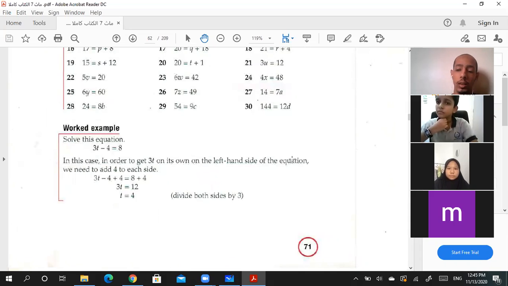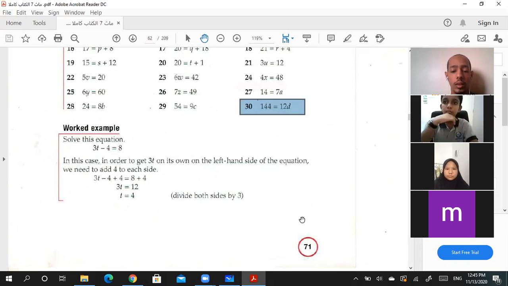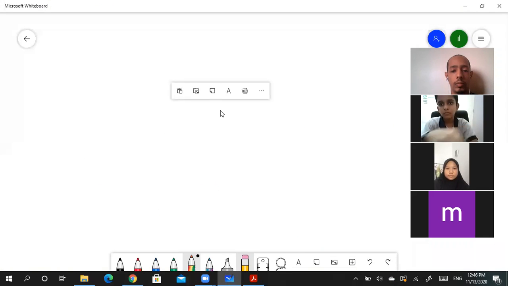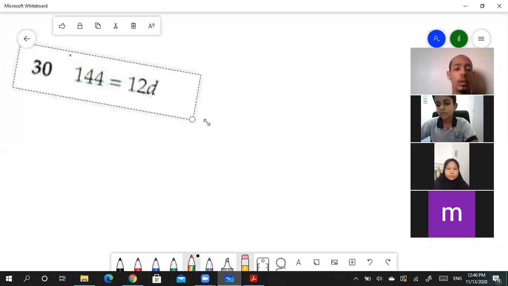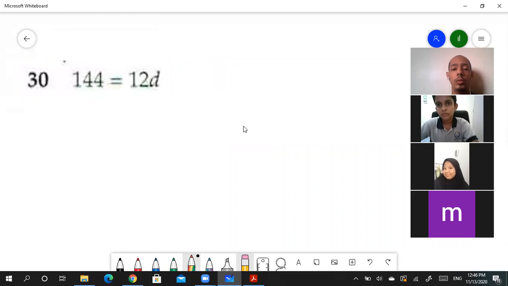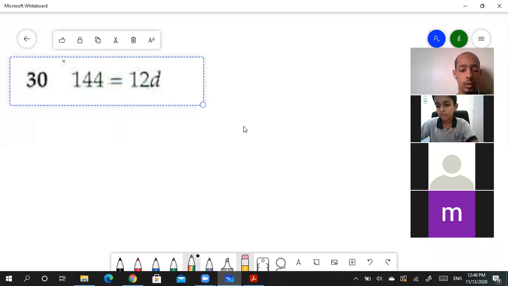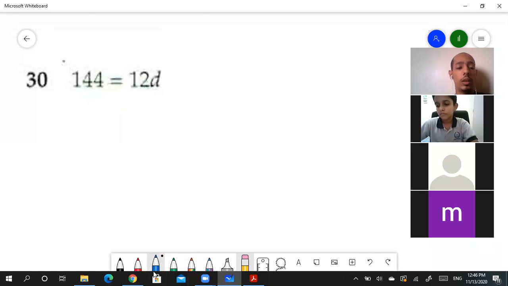Let's do some examples regarding equations. What is the value of d? To find the value of d, we have to make sure both sides are equal. So we need the number that we multiply by 12. It is 12, because 12 times 12 is 144. Can we use some algebraic operations to find the answer?